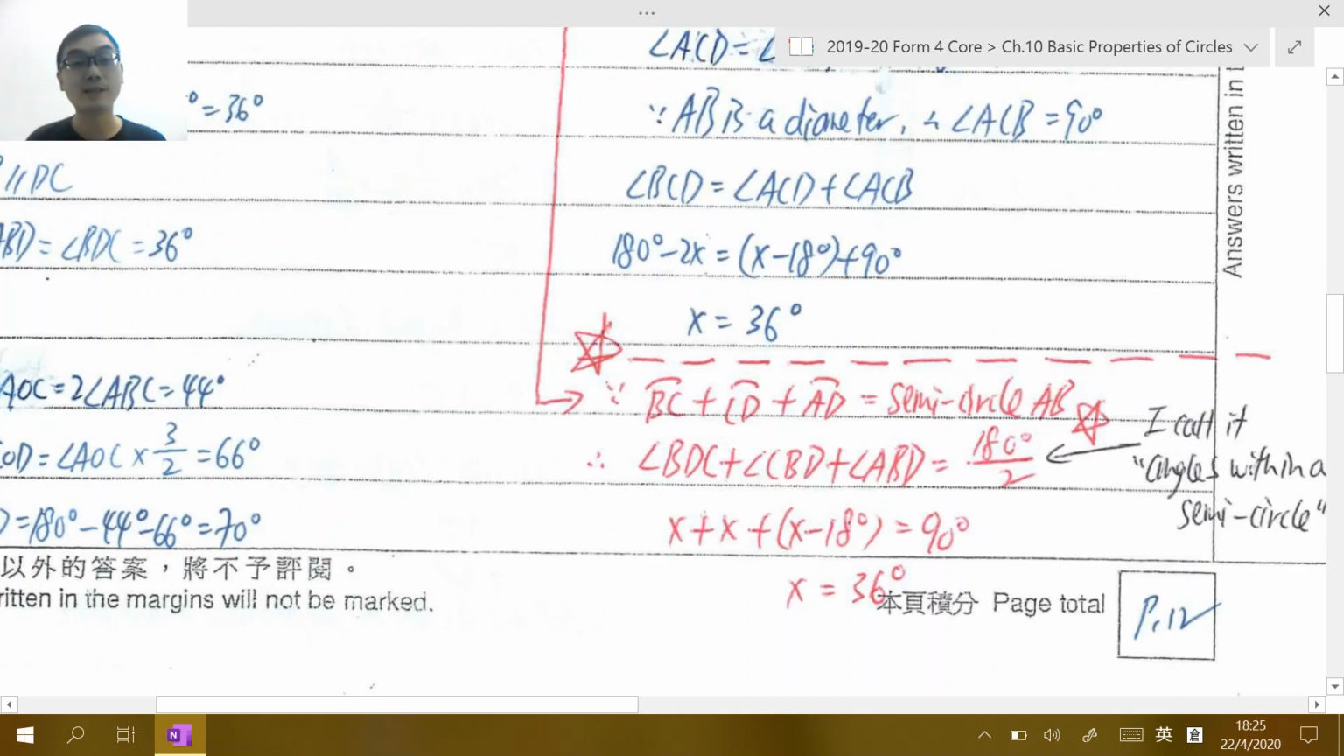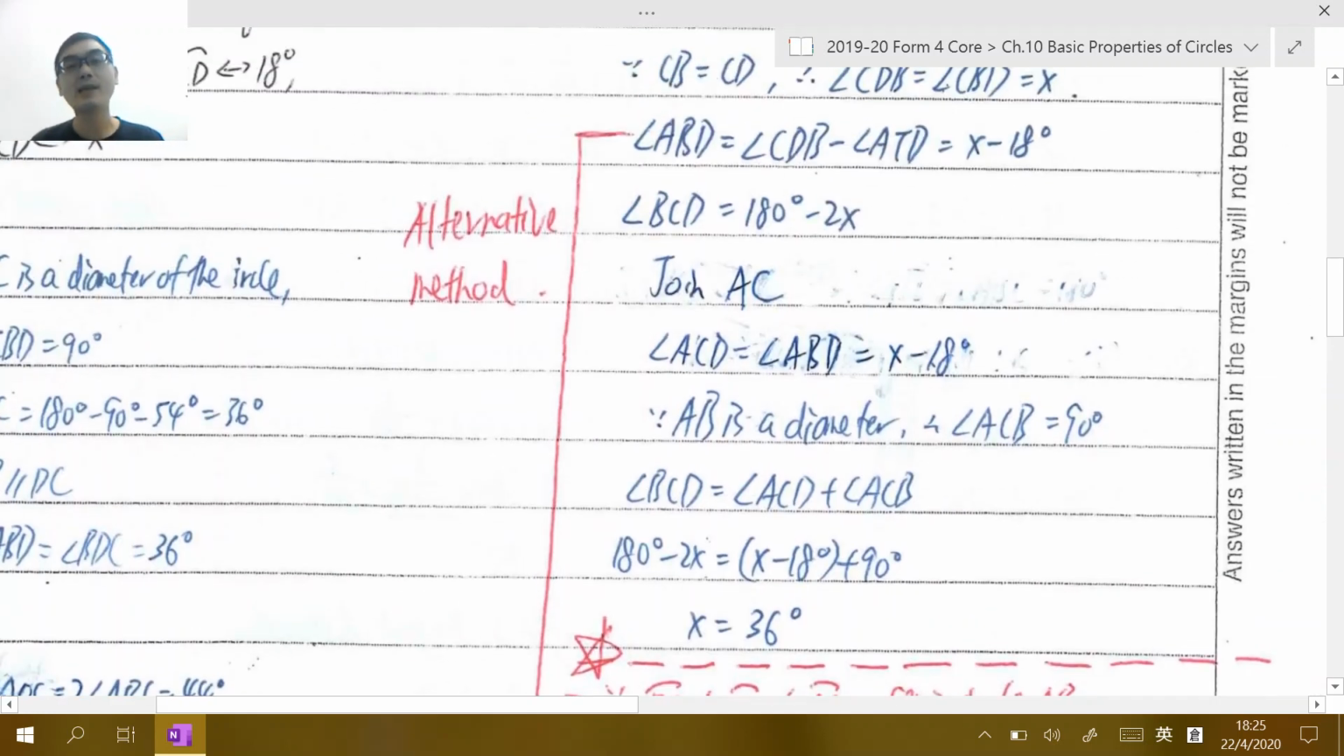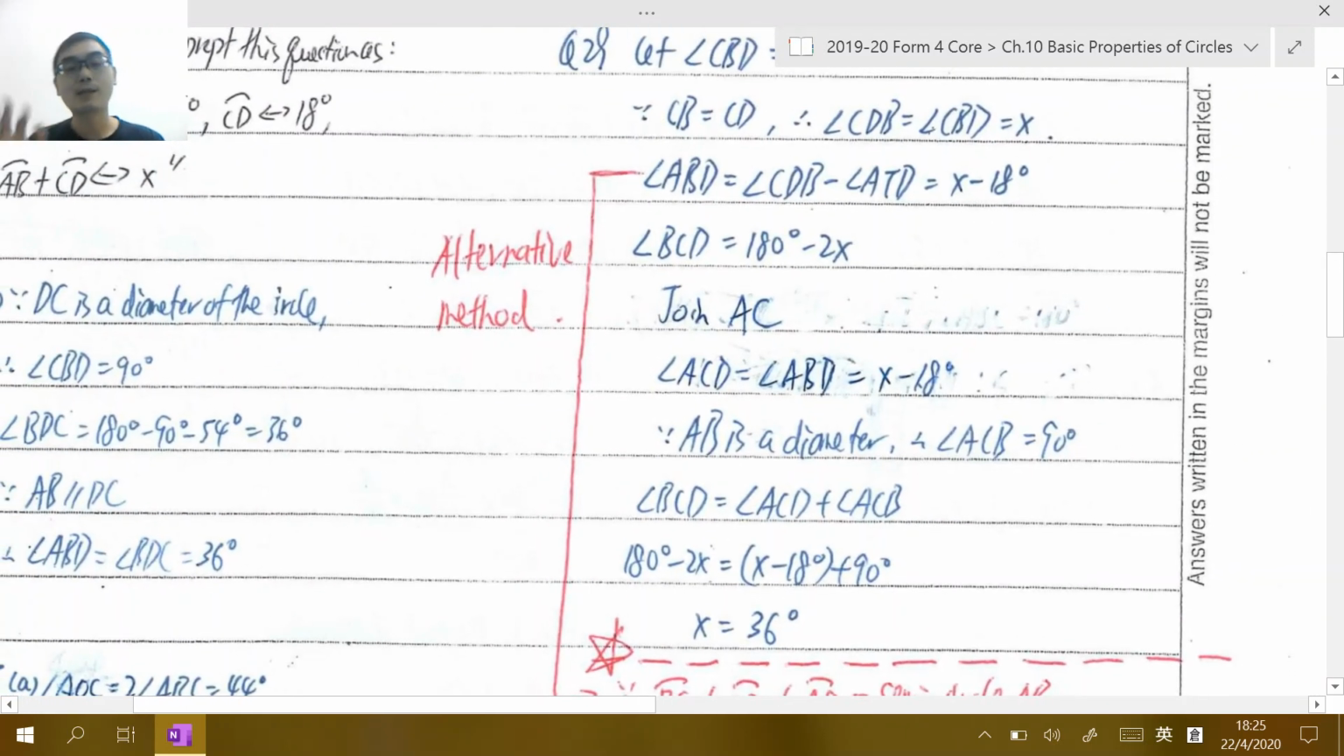So you can actually write in this way, but just remember you should write in this way, or otherwise you may need to add some lines. For example, in this question, I add AC, and then use some properties like the angle in semicircle, and then combine some of the things here. But just remember, the most important thing is that no matter which method you use to present your question 29, the idea is that they are actually all using the concepts of the arc corresponding or subtending to the angle at center or the angle at circumference.